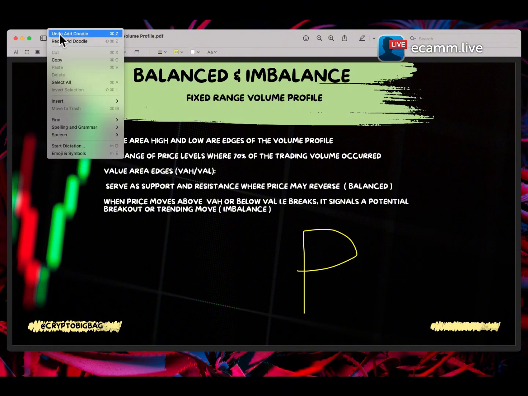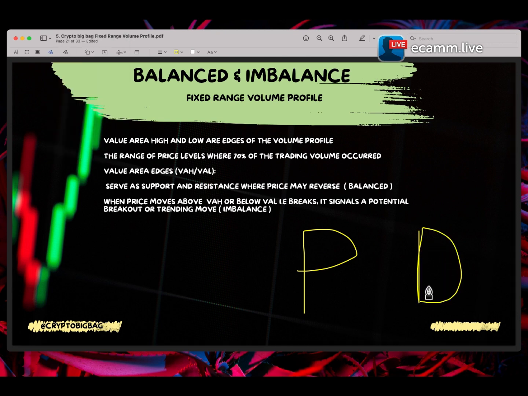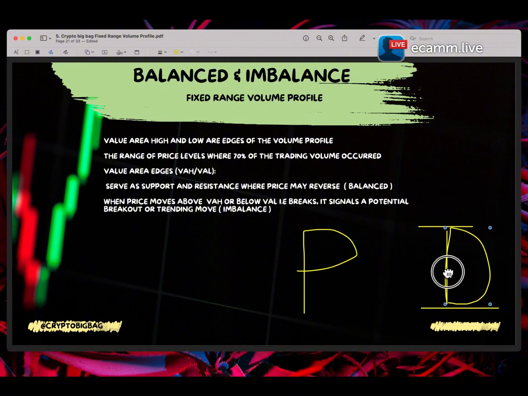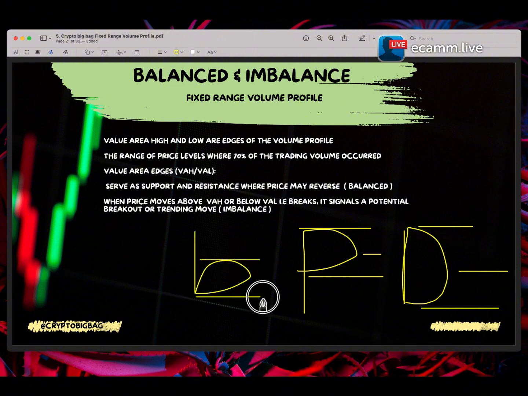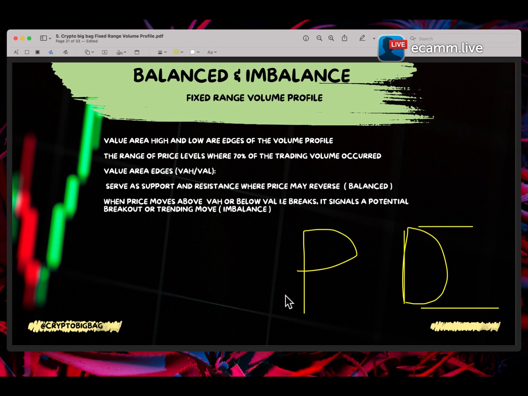A D-shaped profile is when price is in balance. The value area low, the value area high, and the POC are going to be like this. While the P-shape is going to have the value area high and the value area low here, the POC is going to be in the middle. For the B-shape, the value area high is going to be here, the value area low here, and the POC here. I hope you guys can understand what it is.